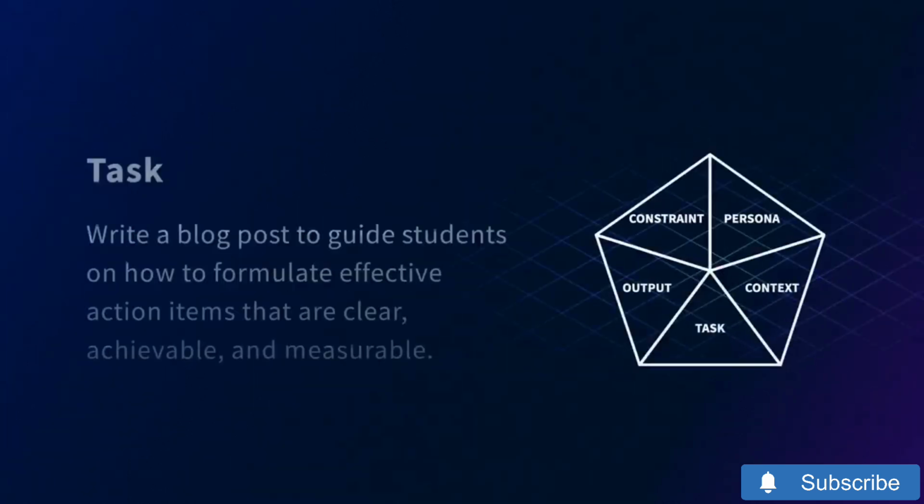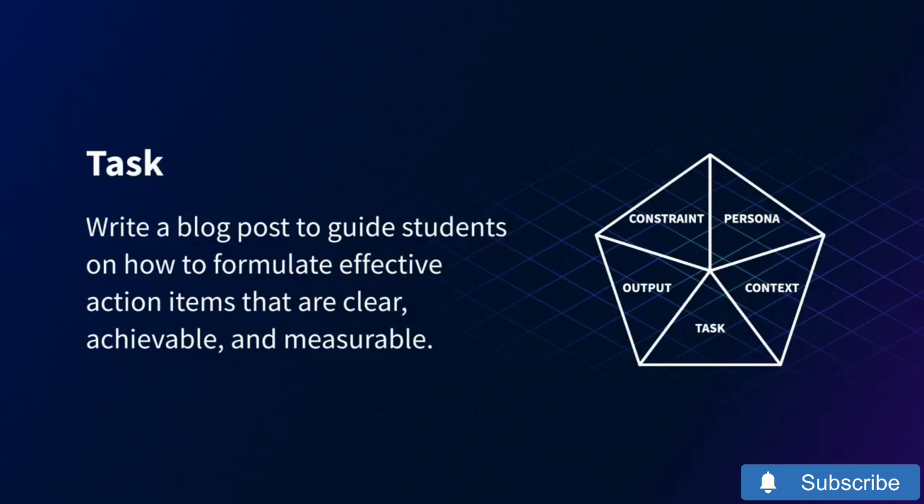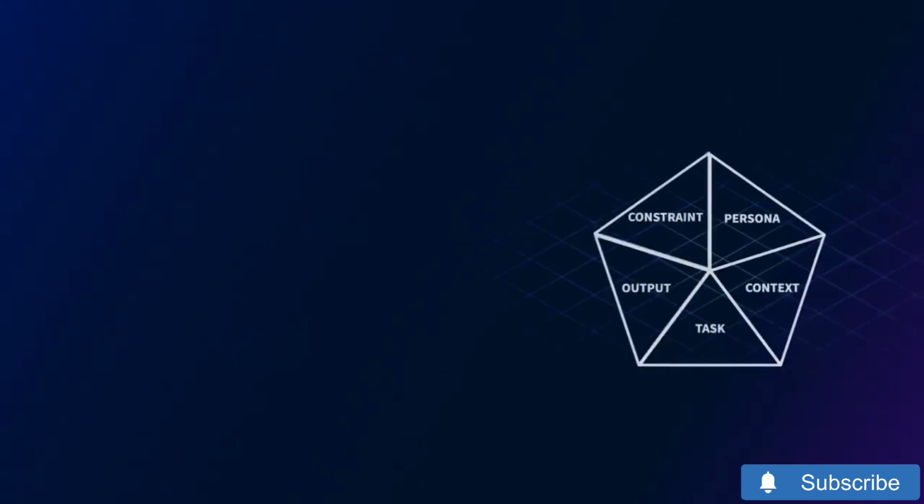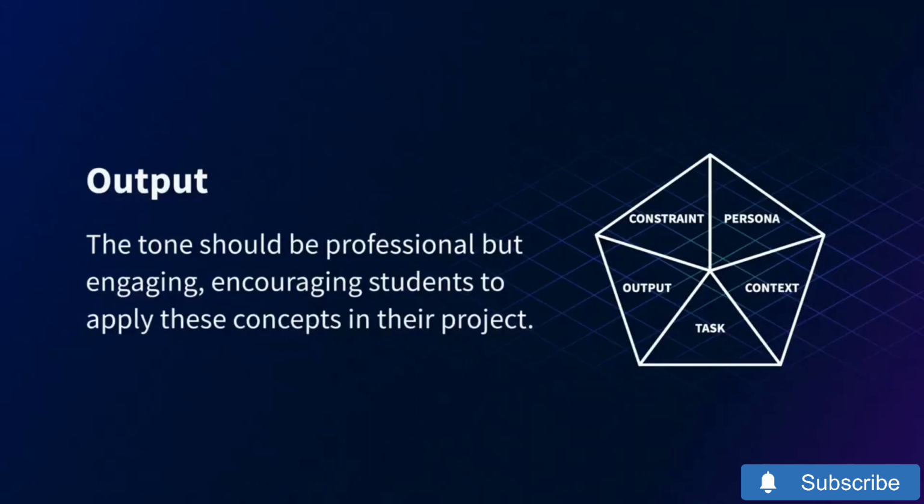Then there's the task. You may want to tell GPT builders to write a blog post to guide students on how to formulate effective action items. Task outlines the specific actions from the GPT. It could be answering a question, performing a calculation, or generating an image. Now there's output. This is you telling GPT how to respond to your users. You can say the tone should be professional but engaging. Output dictates the style of responses.